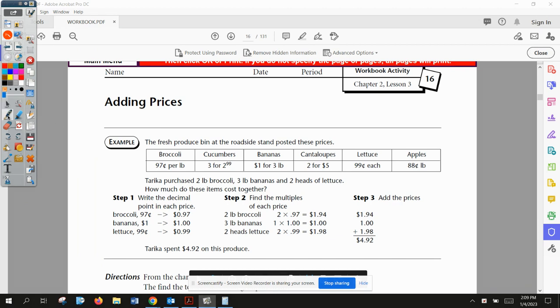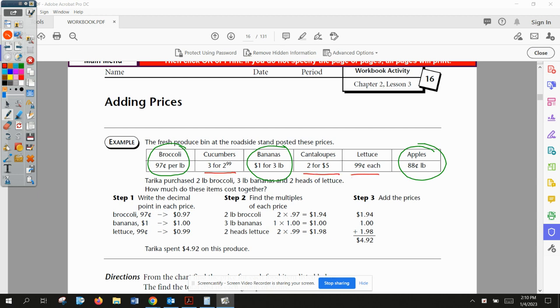It might be sold per pound. So things like broccoli, bananas, and apples are sold by the pound. Other things on this list, the cucumbers, the cantaloupes, and the lettuce are sold by however many you buy. The easiest one is each head of lettuce is 99 cents. If you buy two of them, you would multiply 2 times 99 cents, and that's how much it would cost you to buy the lettuce.